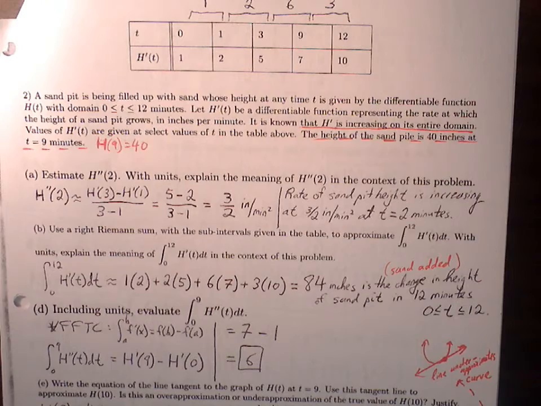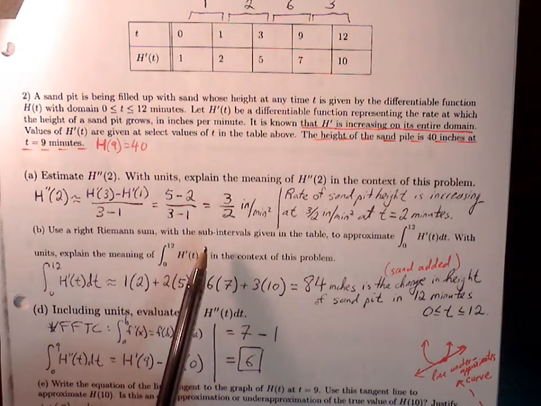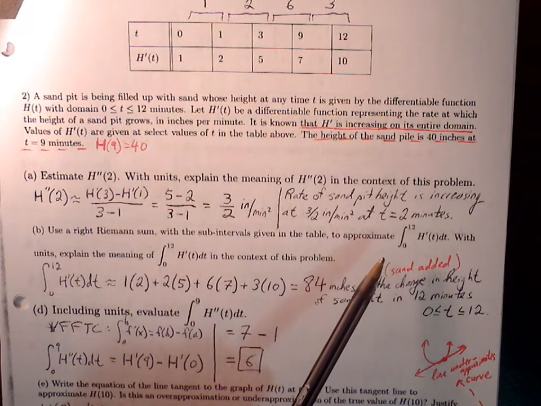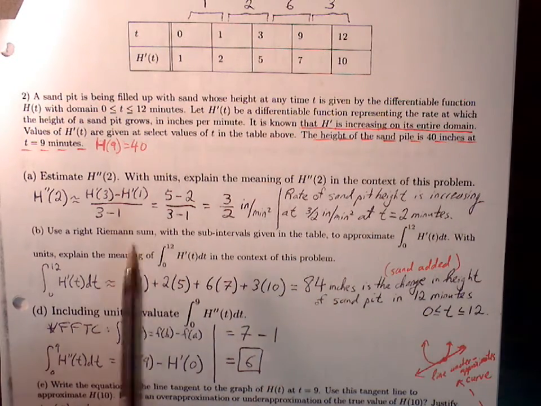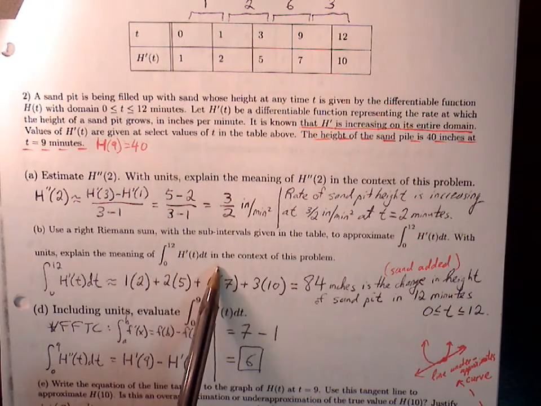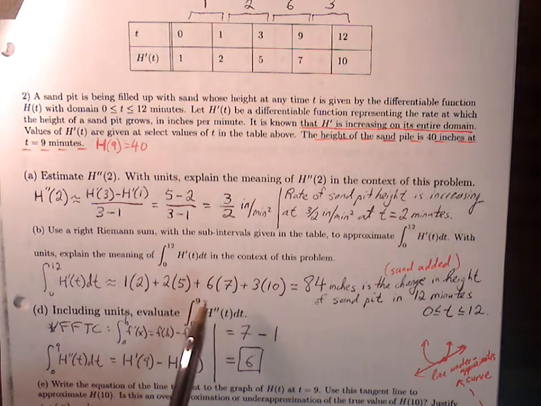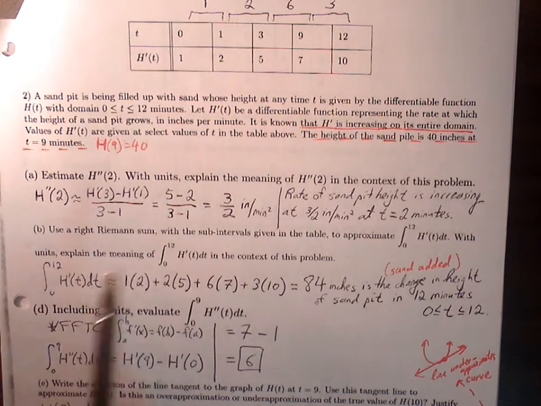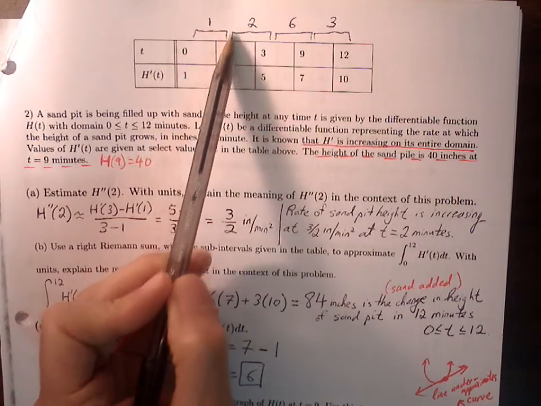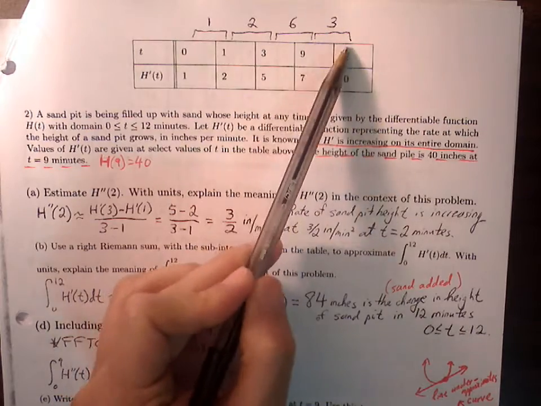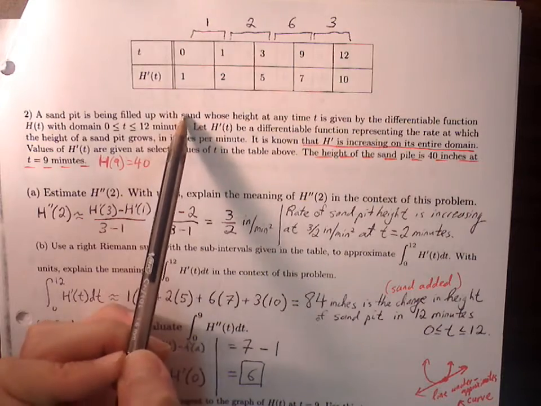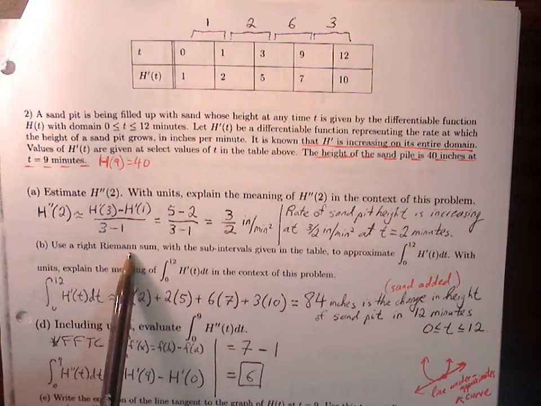All right, part B, write a Riemann sum with the subintervals given in the table to approximate the definite integral from 0 to 12 of h prime. With the units, explain the meaning of the definite integral from 0 to 12 of h prime of t in the context of this problem. So we're going to split this up into intervals here, and we can subtract the t values to get the width, because we're just doing width times height. All right, Riemann sum, we're dealing with rectangles.